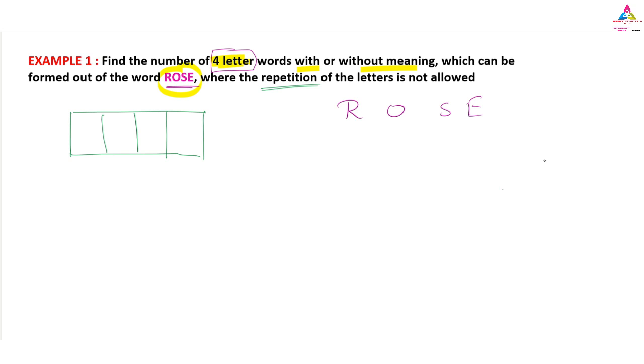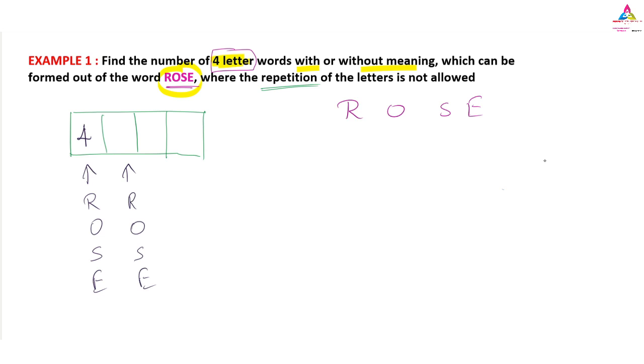So let us see how many chances we have to fill this. I can write R here in the beginning, I can write O also, S also, and E also. Any of them is possible. So there are 4 possibilities; 4 letters I can fill in this. Next, how many letters can I fill in this? Again you may say I can fill R, O, S, and E.